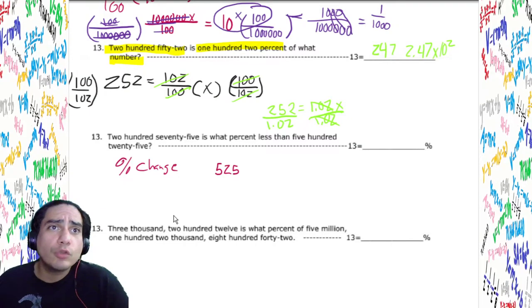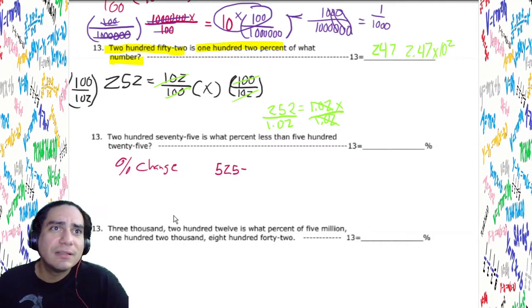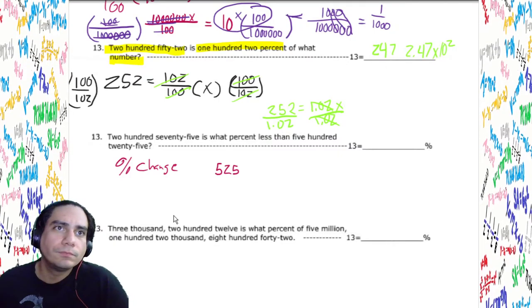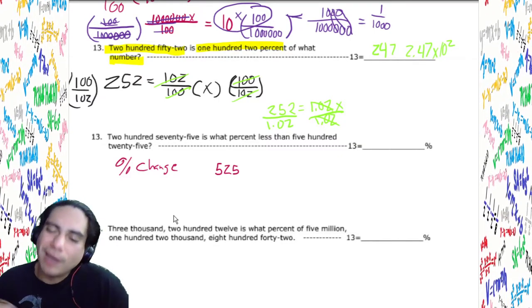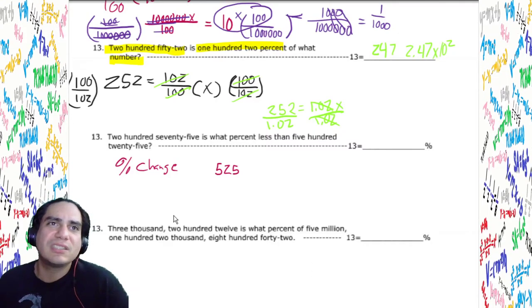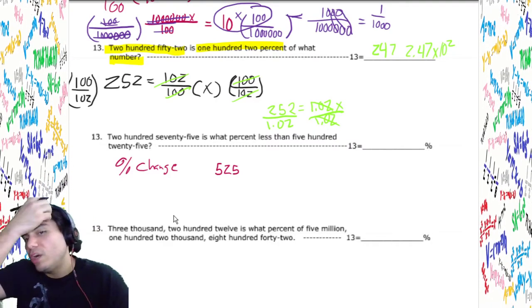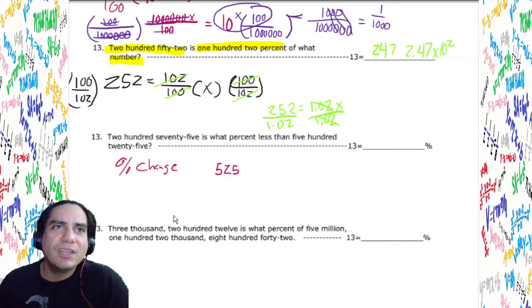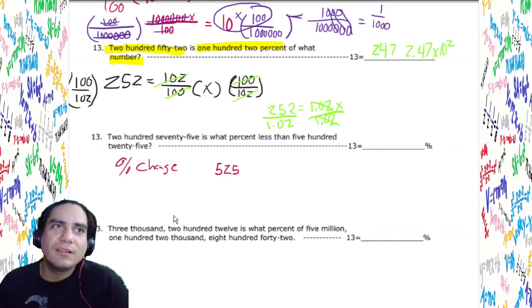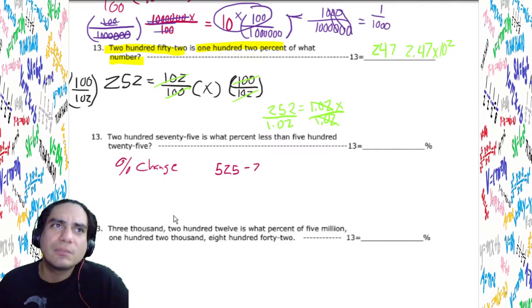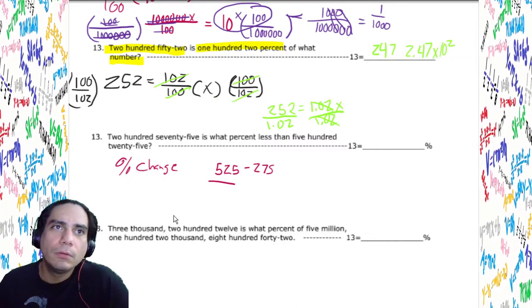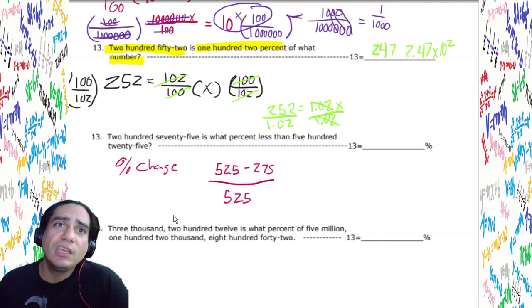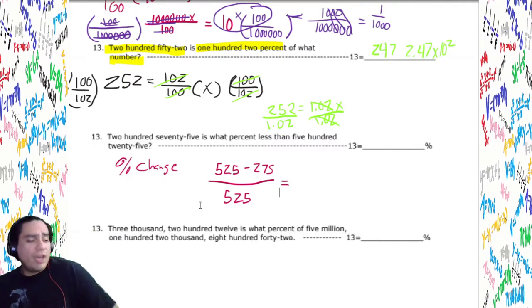So we're going to do 525 minus, sorry, not minus. Honestly, it didn't matter which ones, because it already says percent less. So we already understand that we're going to be decreasing. We've got 275 is what percent less than 525? So we could subtract that 275 from it, and put it over our original amount, and that's going to equal something.